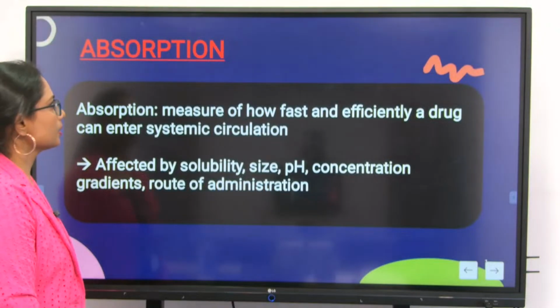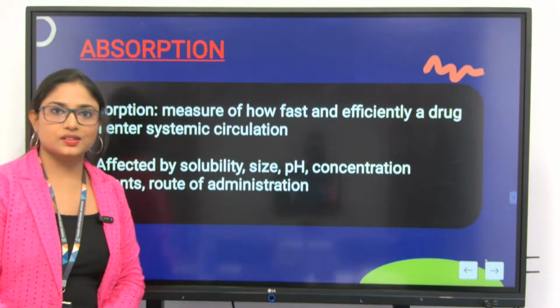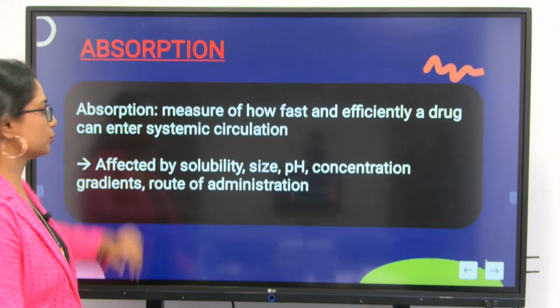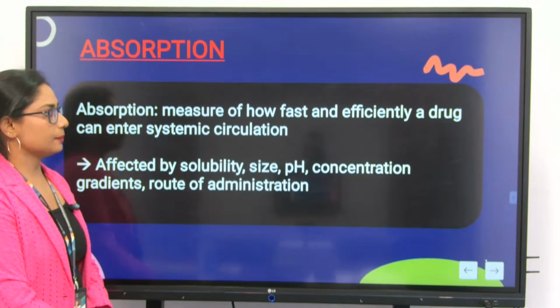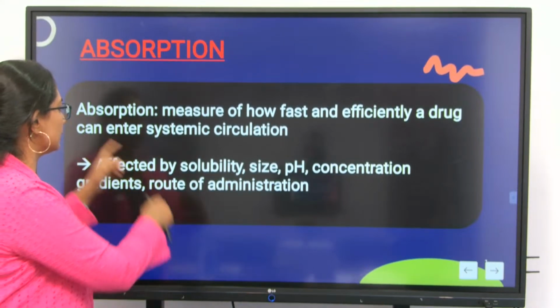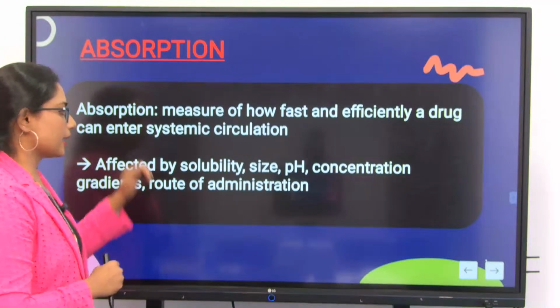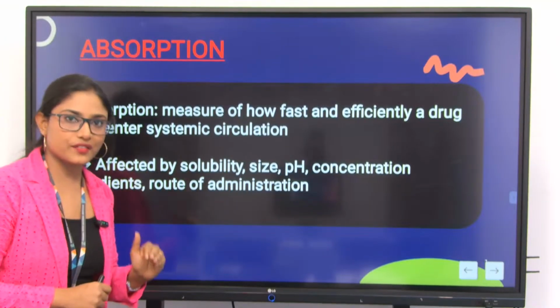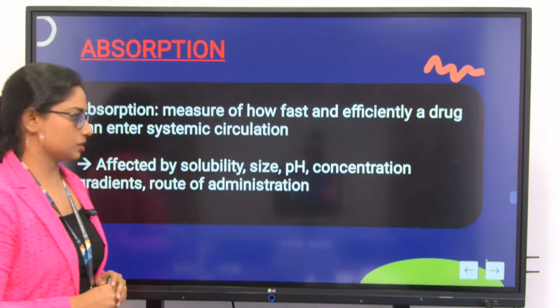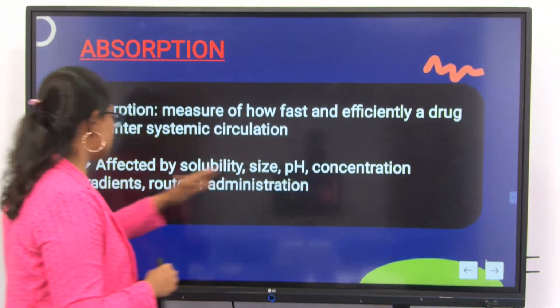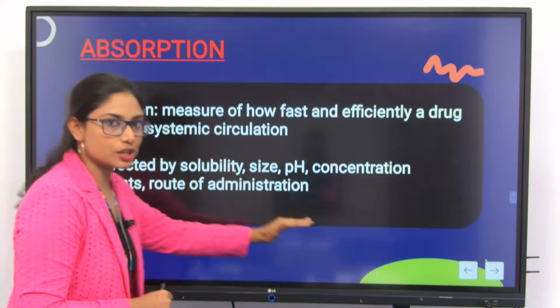Next, absorption. First, we can move to ADME, which is the A, which is absorption. Absorption is the measure of how fast and effectively a drug can enter the systemic circulation or the bloodstream. There are many factors that affect this absorption process. One is solubility, size, pH, concentration gradient, and route of administration.